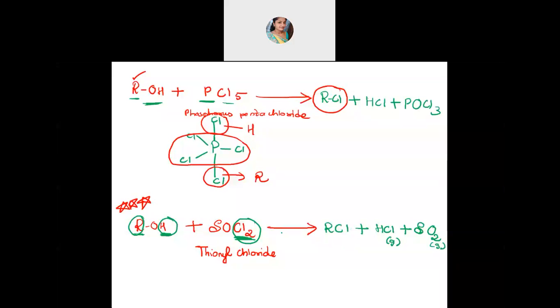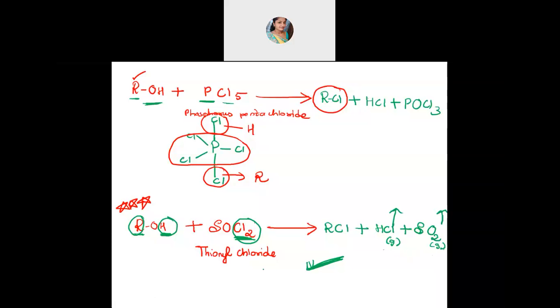If two liquids are formed, you have to separate those two liquids, which is again double work. But if only one product is formed and the others are in gas form, they will escape easily, so separation becomes easier. So I said industrially this reaction is preferred, that is alcohol with thionyl chloride, because the products formed are gases.